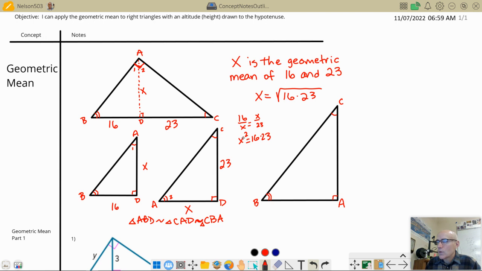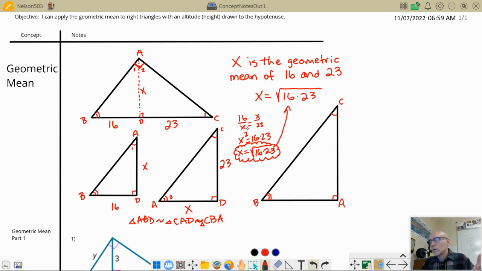And then to get rid of the squared on the X, if I'm trying to solve for X, I take the square root of both sides and I get the square root of 16 times 23. This means that X is the geometric mean of 16 and 23, which I know I said up here, but I never gave you a proof of why that works. Well, we did it on Friday.